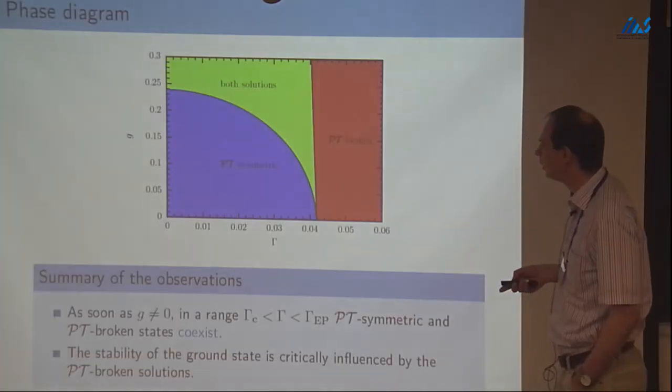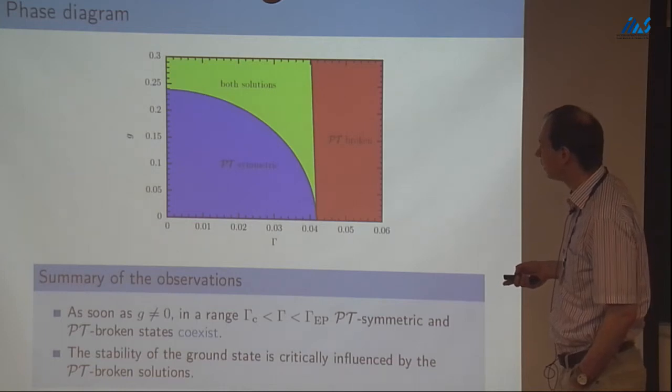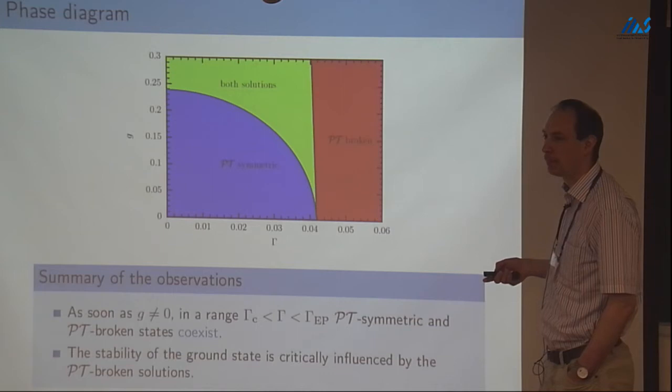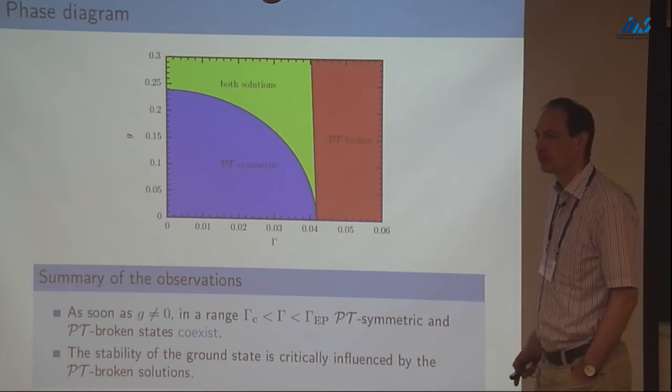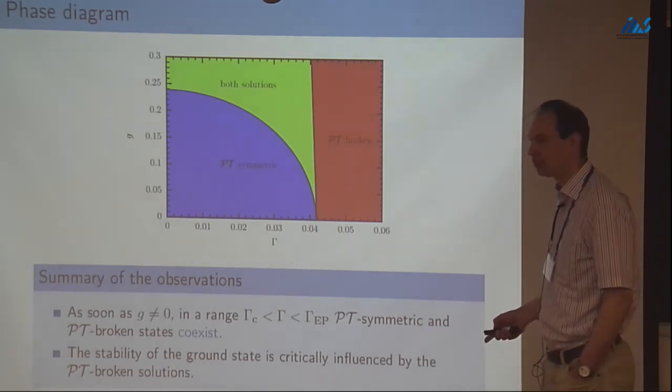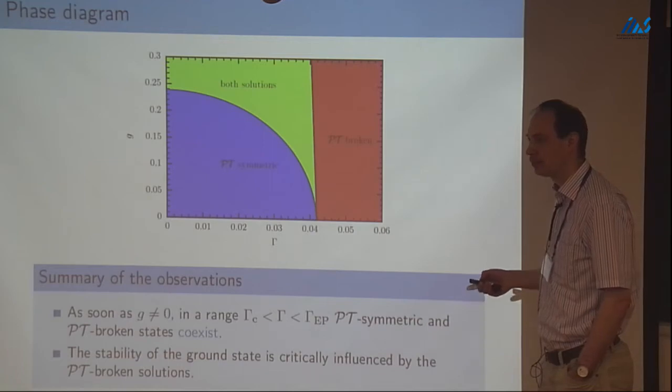You start with only two states, right? Ground state and first excited state. And so if both have real eigenvalues, that's PT-symmetric. Yes? And if, because they come together, both become complex, then it is PT broken. Yes? So what is both solutions exactly? What does it mean? That the green part.